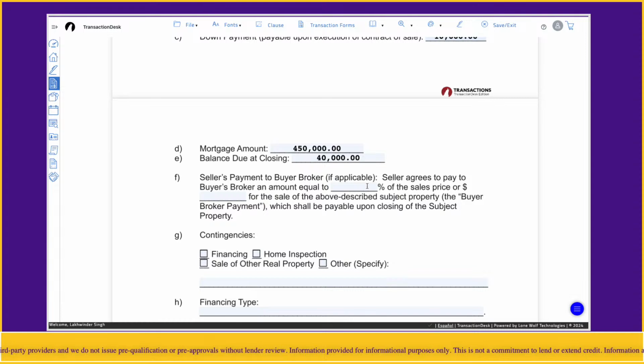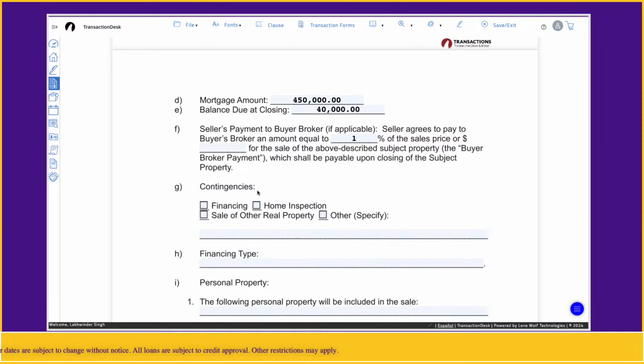Okay, you can either put a percentage, let's say it's 1%, or you could put an amount. So let's read this together. It says seller's payment to the buyer's broker. Seller agrees to pay buyer's broker an amount equal to 1% of the sale price. Again, this percentage is always negotiable. Okay, nothing is fixed when it comes to comps.